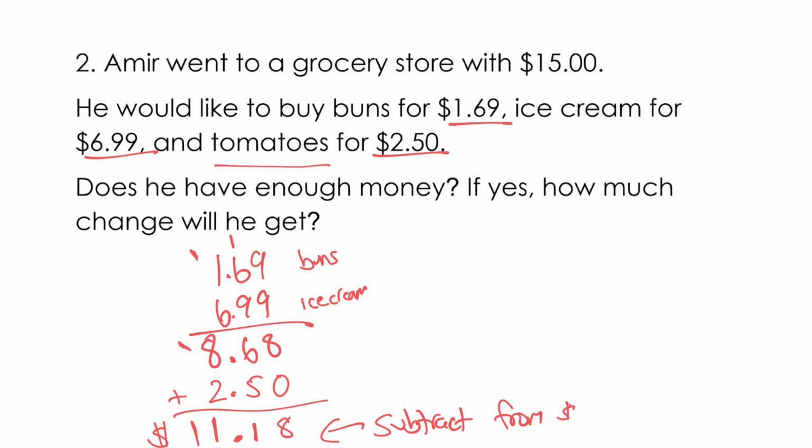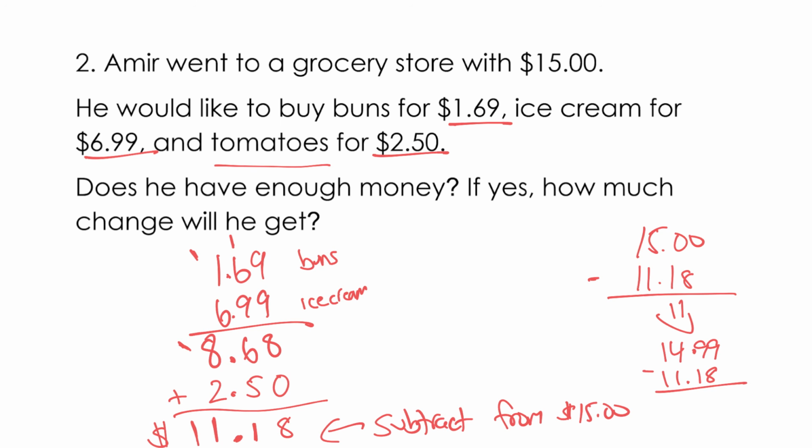Subtract from $15. So $15 minus $11.18. So you can do the trick here. Okay, so the trick means $14.99 minus $11.18. 9 minus 8 is 1. 9 minus 1 is 8. Don't forget the decimal. 3. That's 0. Add the penny at the end. 2, 8, 3. And his change is $3.82.